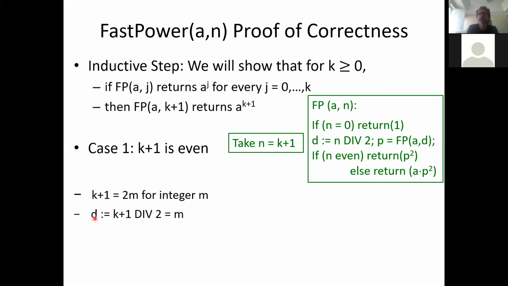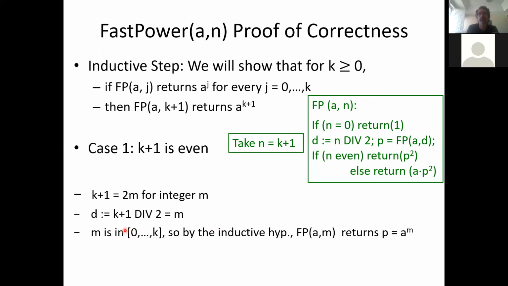So this d included here, which is what? It is n divided by 2 over integers. N is k plus 1. But if k plus 1 is even, then this is simply k plus 1 divided by 2, so it's that m. Now, this value is smaller than k plus 1. It's in this range, right? It's smaller than k plus 1, so it's no bigger than k. And it's also not negative, so it's no smaller than 0.